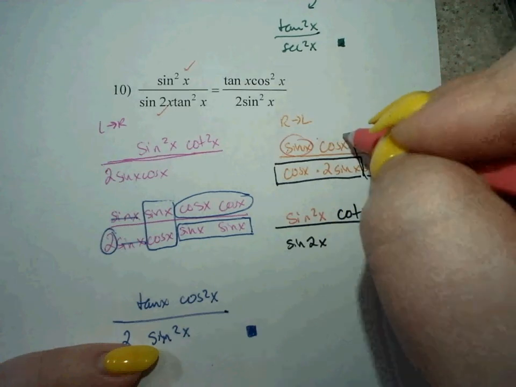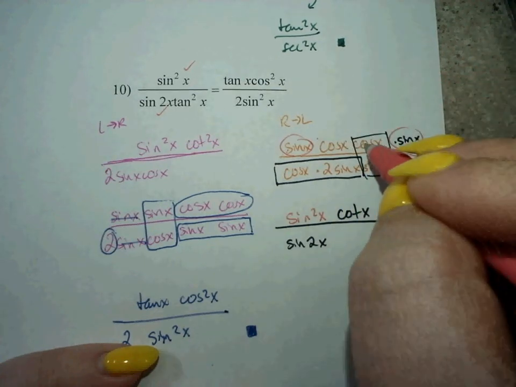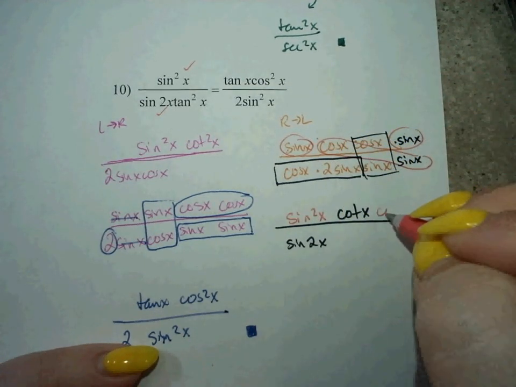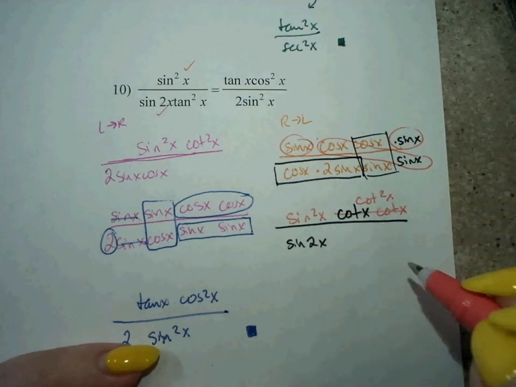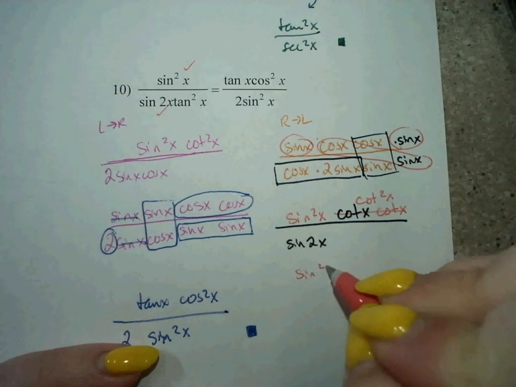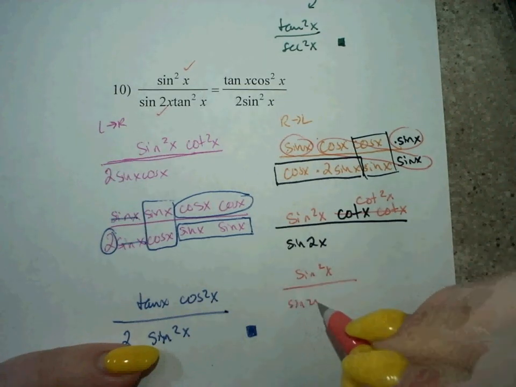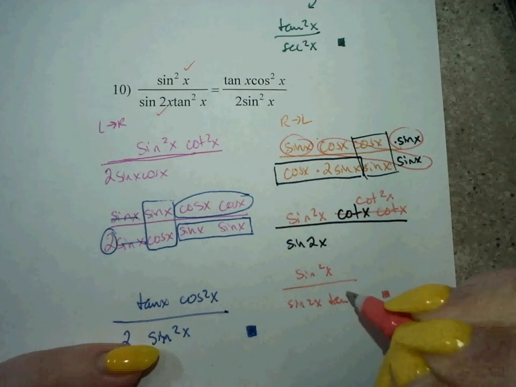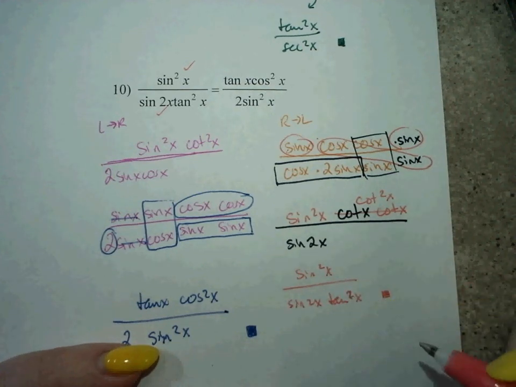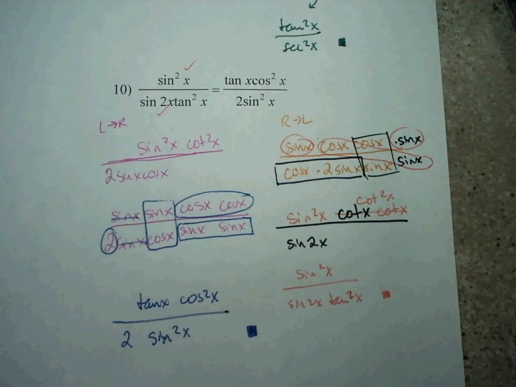So I've got sine squared, I've got sine 2x, and my other cosine divided by sine, that's another cotangent in the numerator, which is just cotangent squared, and cotangent squared in the numerator is the same thing as tangent squared in the denominator. And there you go.